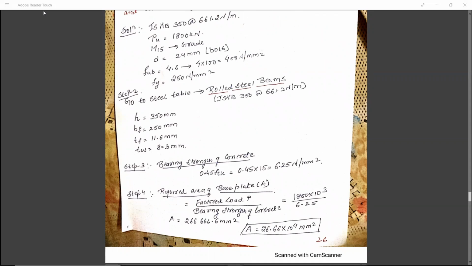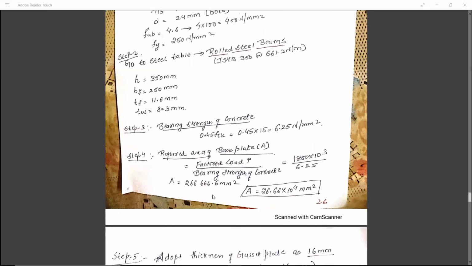Then step 3 is you need to find the bearing strength of concrete. Bearing strength of concrete is 0.45 fck, that is 0.45 into 15, 6.25 Newton per mm square. Then step 4 is the required area of base plate. Required area of base plate is nothing but factored load divided by bearing strength of concrete. Factored load is 1800 kilonewtons. Bearing strength of concrete is 6.25. How 6.25? 0.45 into fck. So we'll get the area in terms of mm square. If you want to convert to meter square, you can, or else you keep it as 26.66 into 10 to the power of 4 mm square. There is no trial and error issue; if you want to convert to mm square, you can, or else you can keep it in meter square also.